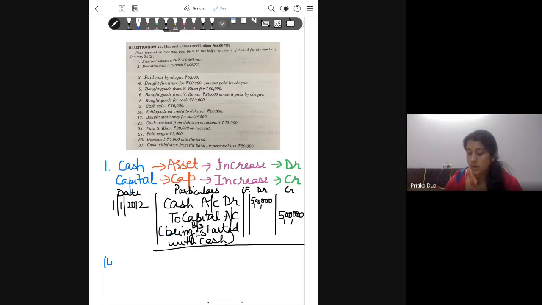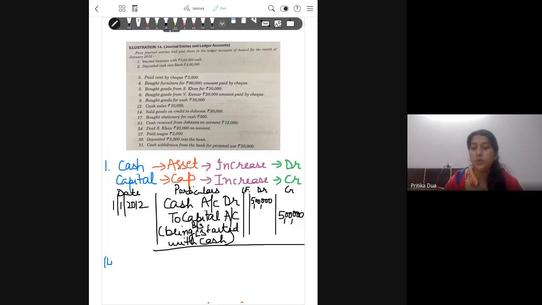Okay, now please pay attention to the entry on 14th January. Sold goods on credit to Johnson. Now, what we know here is that some sales are happening in the business, but these sales are taking place on credit basis. So, what we are doing, we are adding debtors to the business, and the name of the debtor here is Johnson.